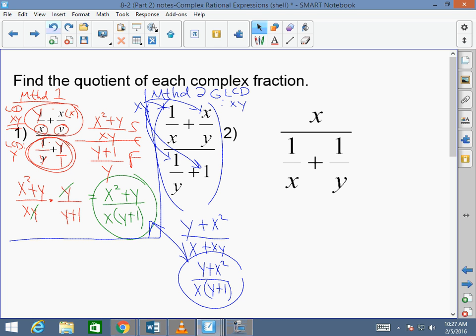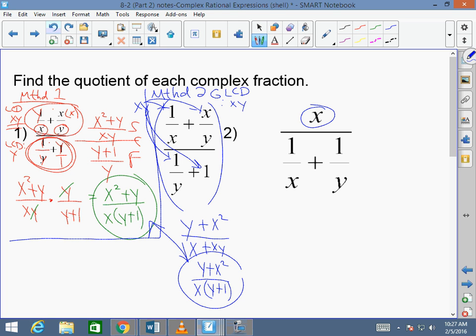Again, no sarcasm, but I don't care which method you use. Learn one at least and become a master at it. Or learn both, and then you can pick and choose when to use what. Okay? May I continue? Okay, this one's pretty simple.